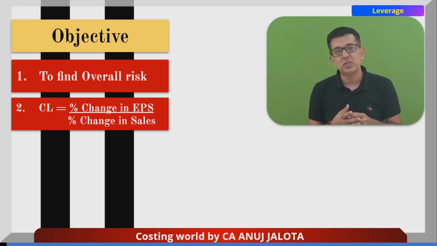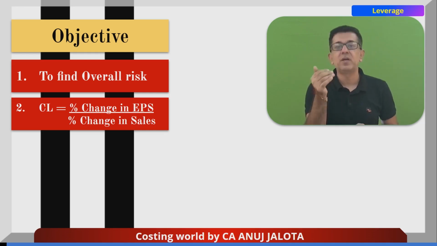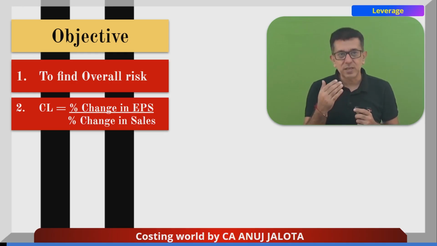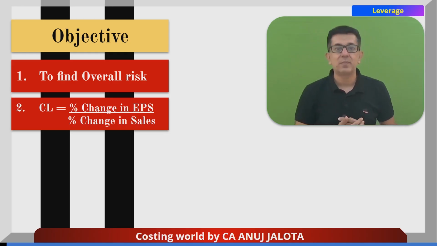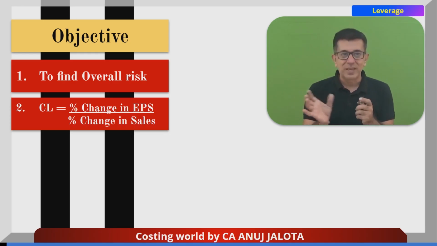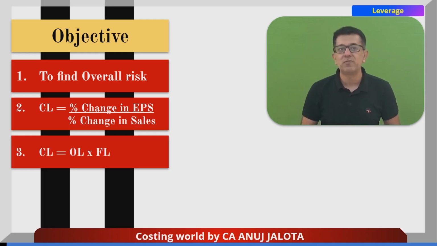Overall, there is one formula of combined leverage that is universally true, and that is percentage change in EPS divided by percentage change in sales. As I explained in class, it's percentage change in dependent variable divided by percentage change in independent variable. Sales is independent, and from sales to EPS depends upon many things, so EPS becomes the dependent variable. So combined leverage is percentage change in EPS divided by percentage change in sales. This formula can be converted in many ways, but one thing I require here is that combined leverage is also the multiplication of two types of leverages, operating leverage and financial leverage.